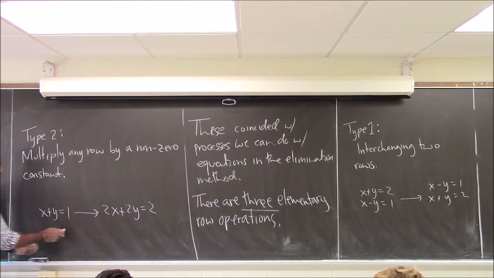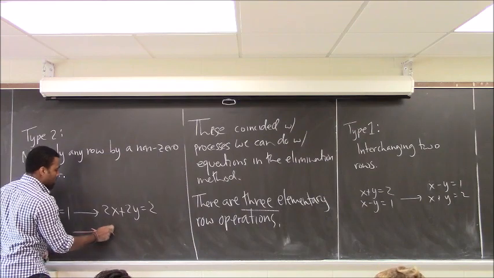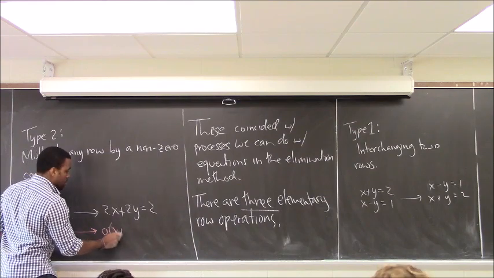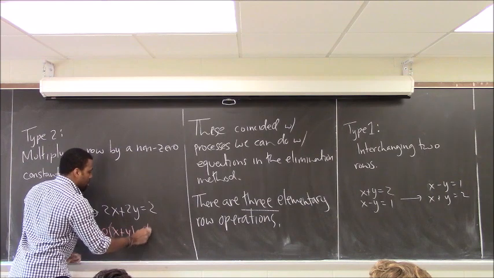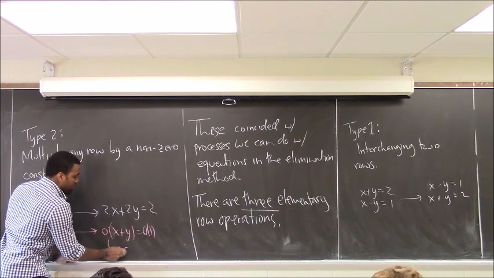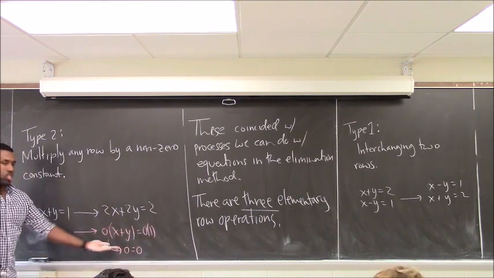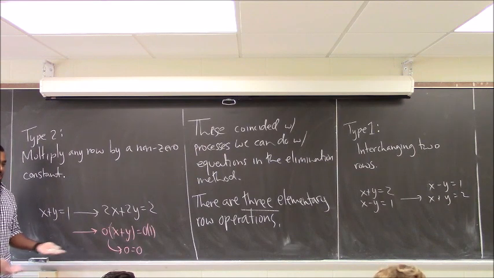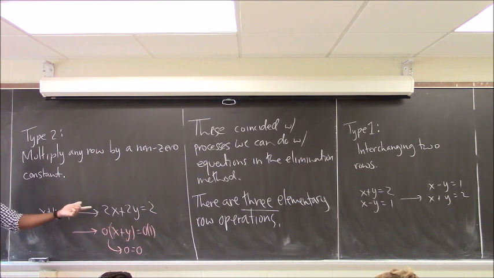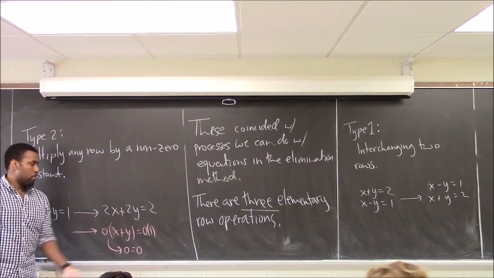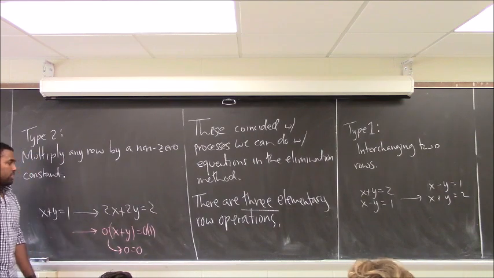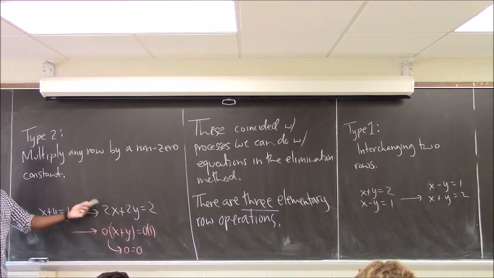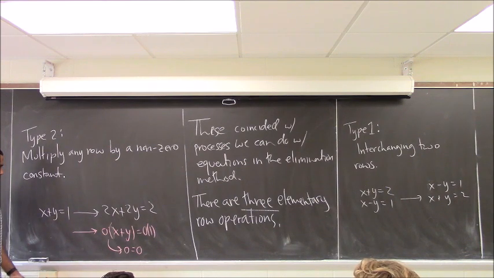What's bad is if I decide to multiply everyone by 0, then I just get 0 equals 0. Now, how am I going to solve that equation? I've just eliminated all the useful information, right? So I can multiply a row by a non-zero number because it doesn't kill the information that I need to solve the system, and the solutions after will be the same as the ones before. This doesn't actually change the values of x and y.